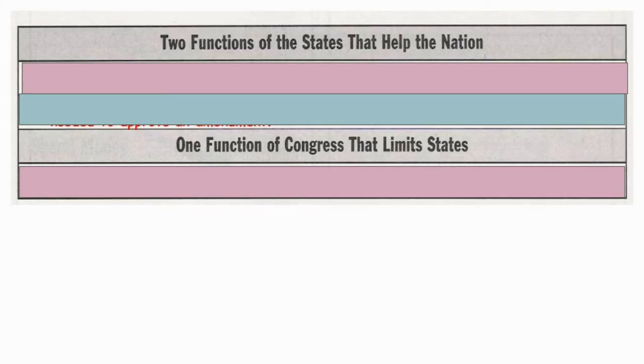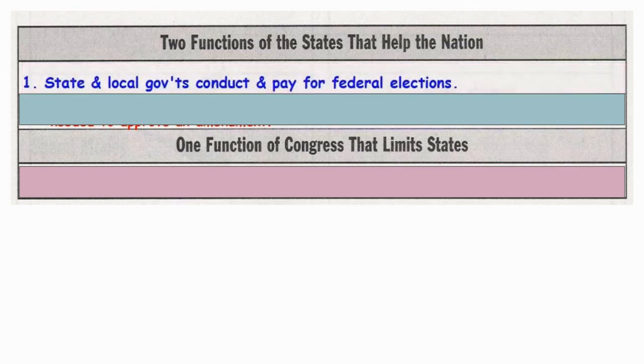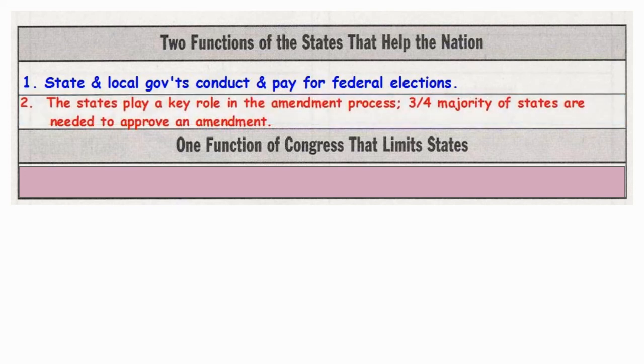All right. Two functions of the states that help the nation. One is that states and local governments will conduct and pay for federal elections. So, when we look at years when we have presidential elections, it's your local and state governments that are going to pay to get those ballots out and pay to get the poll workers in to help run those elections. That definitely helps out our federal government. Another thing is when we talk about ratification of amendments, a three-fourths majority of the states is definitely needed to approve any amendment. And so that's another way that the states can help the federal government.